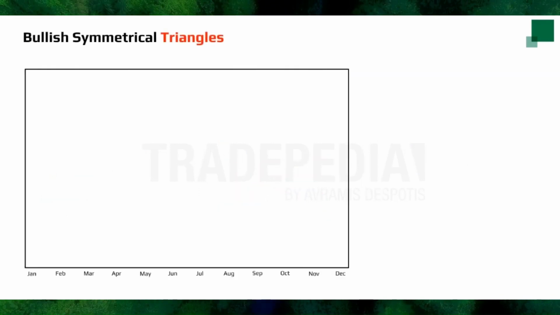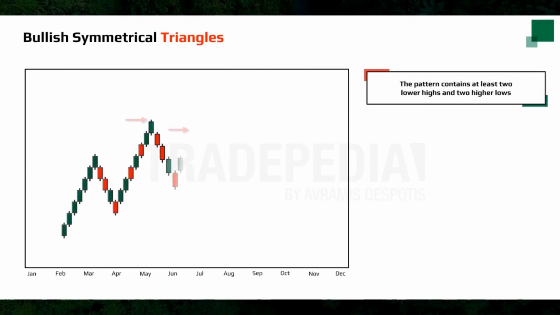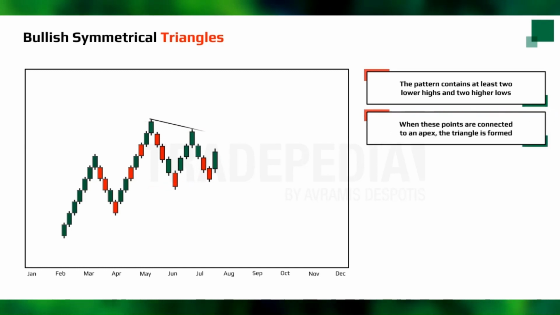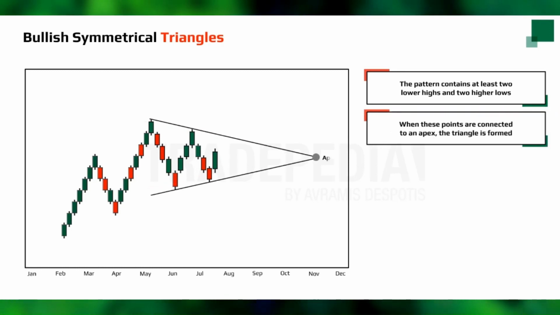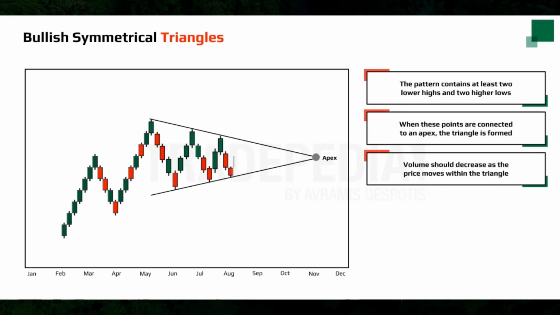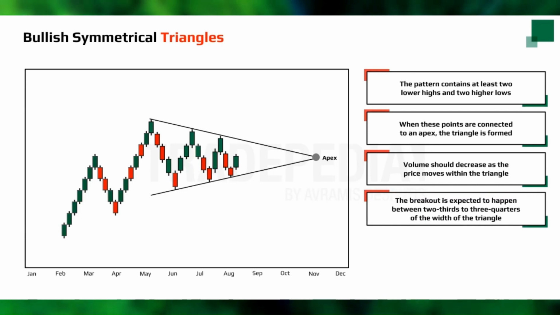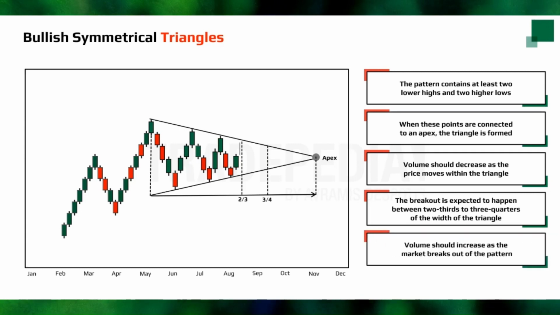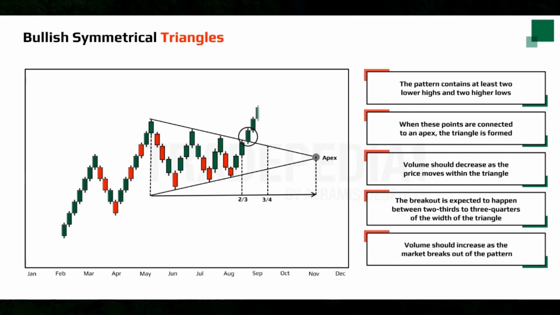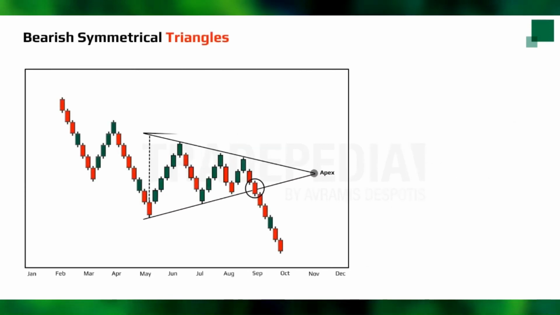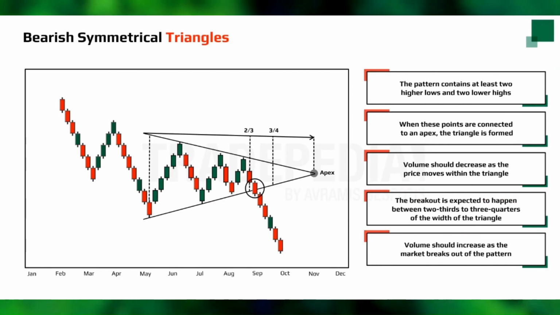In the case of bullish triangles, the pattern contains at least two lower highs and two higher lows. When these points are connected to an apex, the triangle is formed. Volume should decrease as the price moves within the triangle. The breakout is expected to happen between 2/3 to 3/4 of the width of the triangle. Volume should increase as the market breaks out of the pattern. The opposite formation found in a downtrend is the bearish triangle.